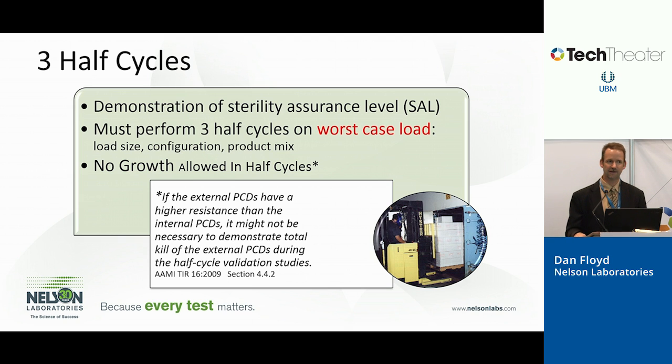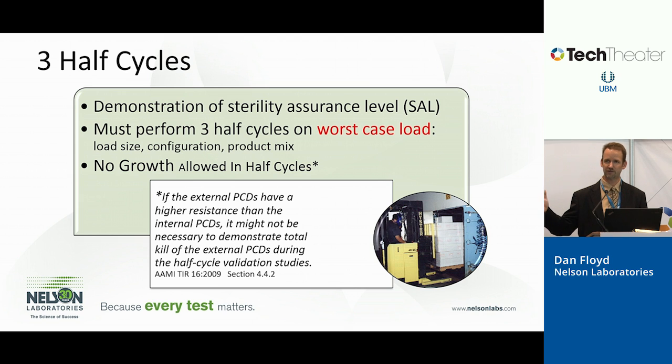So then you do your half cycles. Again, this is where you're doing it in half the exposure time. So if you had normally a 6-hour exposure in your routine cycle, you're going to do a 3-hour exposure. This is where you prove that sterility assurance level. And it has to be done on your worst case situation. Really, whatever you validate, you're basically stuck with. And so if you want to do just the same load size every single time, then you're going to be basically stuck with that same load size.